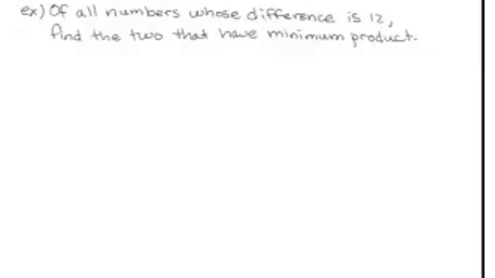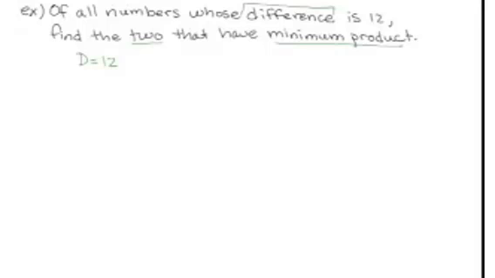In this question, we're given that of all numbers whose difference is 12, find the two that have the minimum product. So we're given that the difference, I'll write that as D, is 12. We want two numbers, so we'll call one number X and one number Y, and we want them to have a minimum product, and we're told the difference between those numbers is 12.